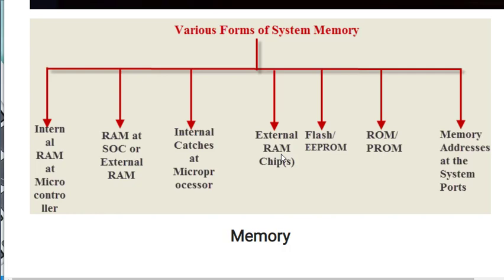Now, these are the various forms of memory of an embedded system. We have here internal RAM at microcontroller, RAM at SoC or external RAM, internal caches at microprocessor, external RAM chips, flash EEPROM, ROM-PROM, memory addresses at the system ports. It doesn't mean that all these types of memory are present in one device.